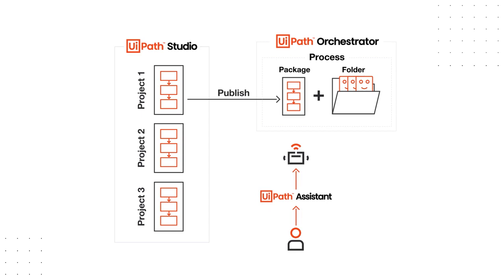We call these robots attended robots. The robots deployed on separate machines, working without direct human intervention, are called unattended robots. Process execution for this type of robot is initiated and managed from Orchestrator. In both cases, process execution is done through jobs.